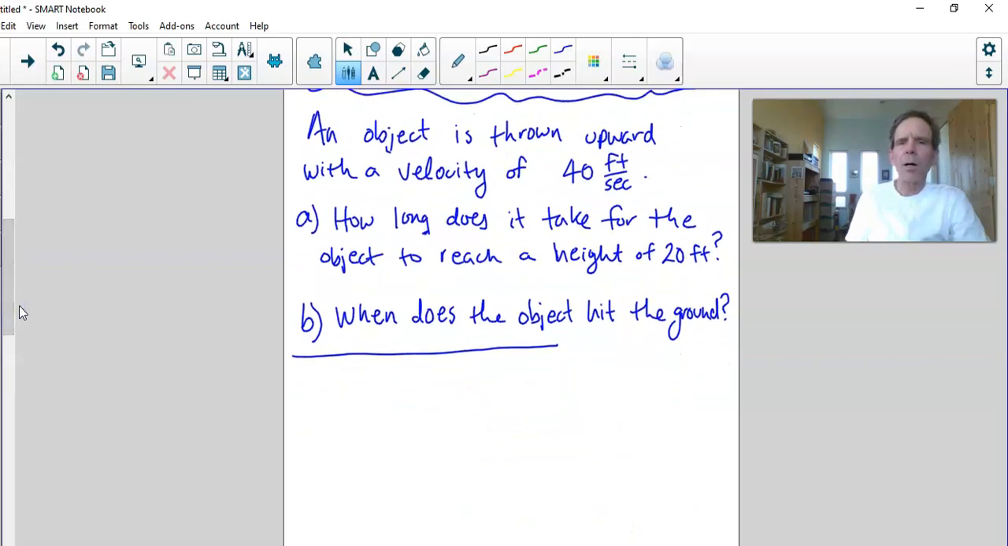Right, here's the problem we're going to solve. An object is thrown upward with a velocity of 40 feet per second. How long does it take for the object to reach a height of 20 feet? And when does the object hit the ground?